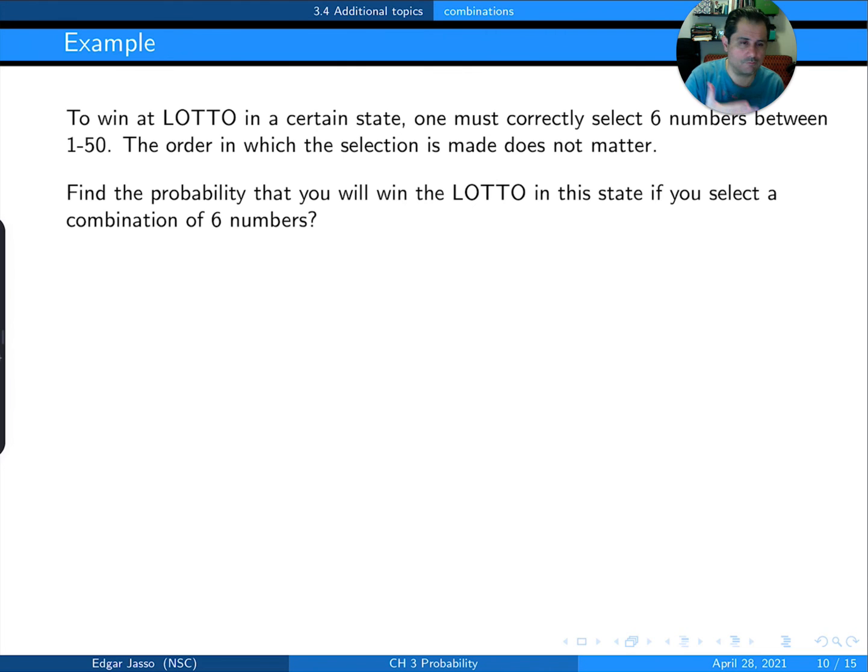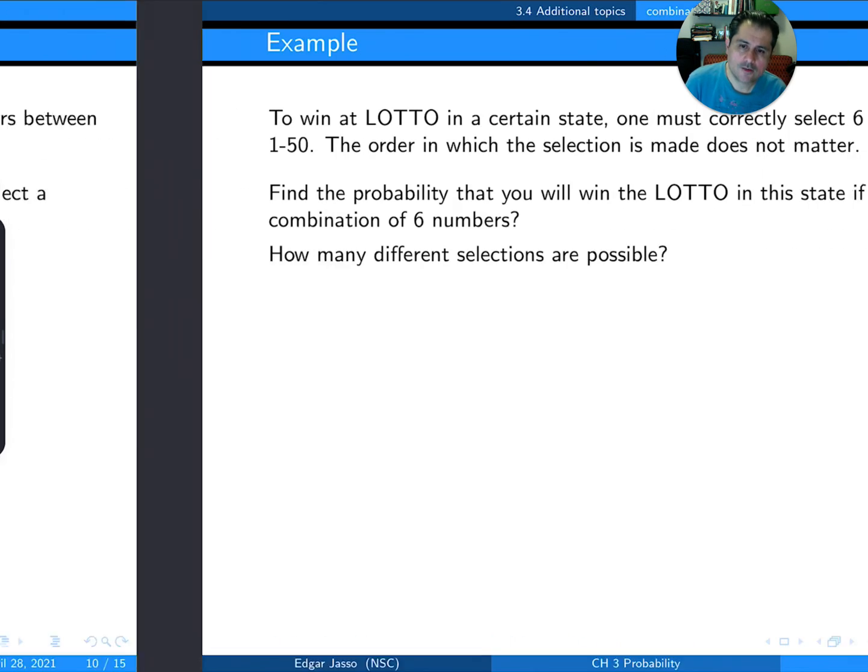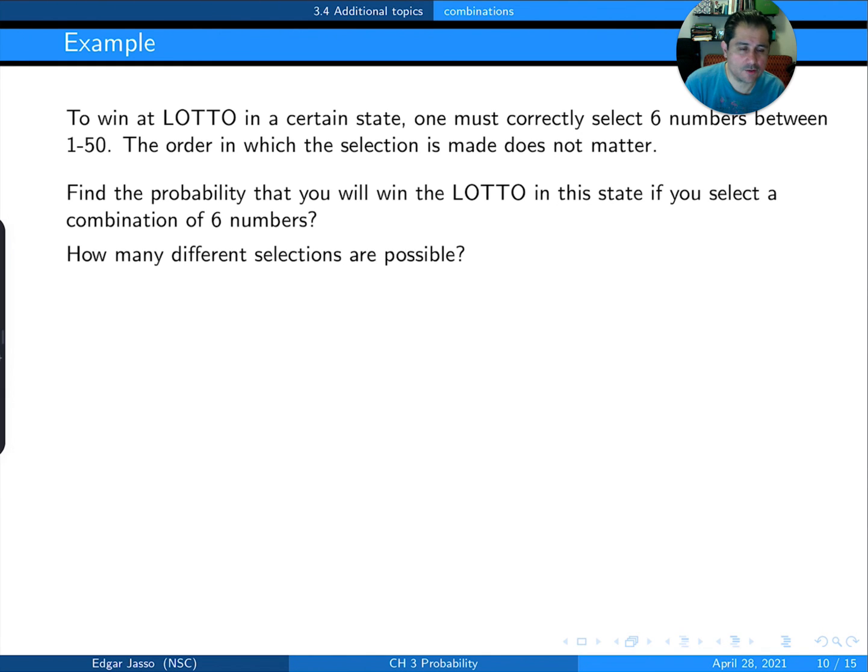You're going to have the order probably from smallest to biggest on your ticket. The way they come out is not going to be in that order. But if you have the same set of numbers, you won the lottery. So what's the probability that you win that lottery if you get one combination of 6 numbers? We need to know how many selections are possible. We're selecting 6 numbers from 50 numbers. The order doesn't matter and the numbers cannot be repeated, so this is an NCR. It's going to be 50C6.